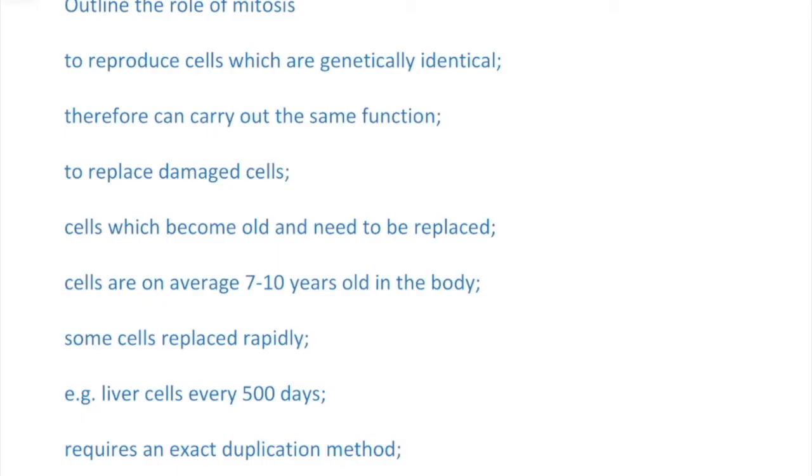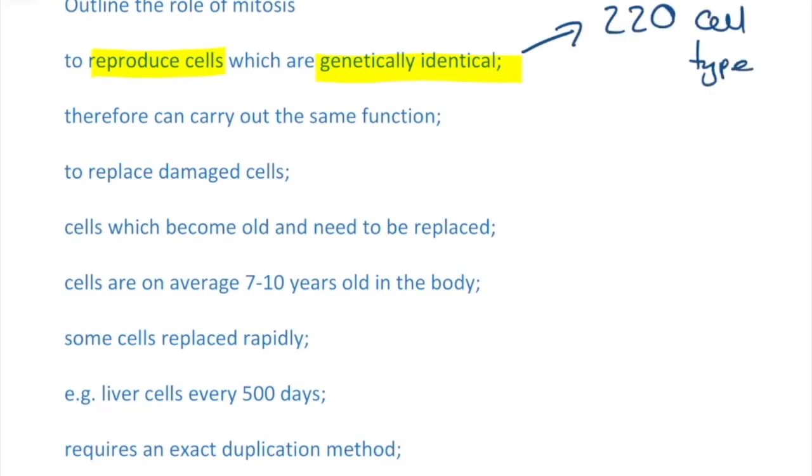So mitosis is there to reproduce cells, and they need to be genetically identical. We have to replace the cell with exactly the same thing, because they have a particular job. There are 220 cell types, and we can't have a muscle cell being replaced by an eye cell. So they need to be exactly the same so that they can carry out the same function. And we have to replace damaged cells or those that become old, so they reach their lifespan.